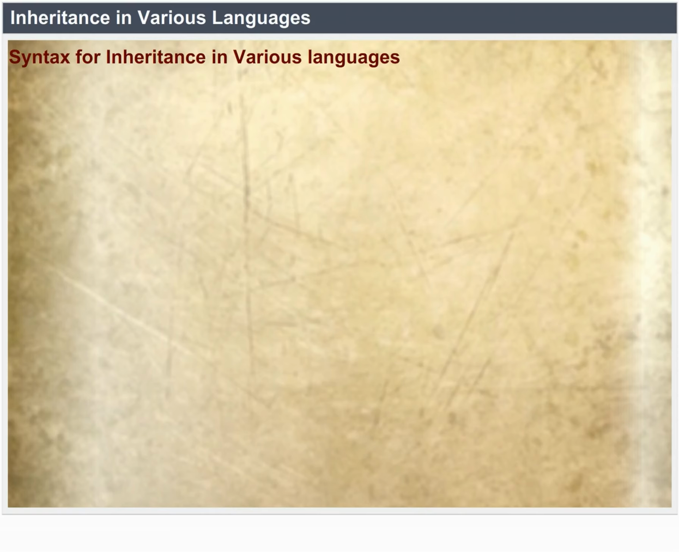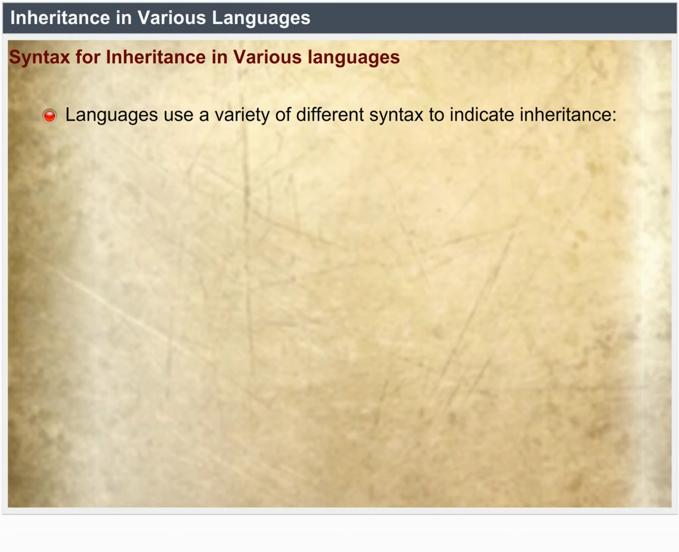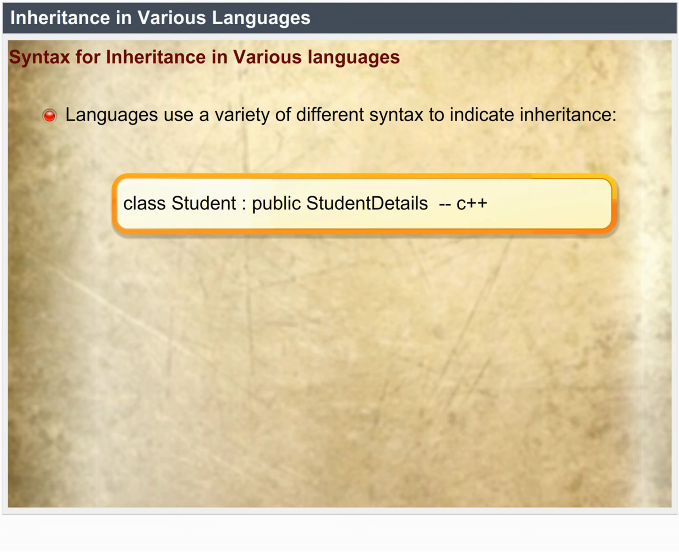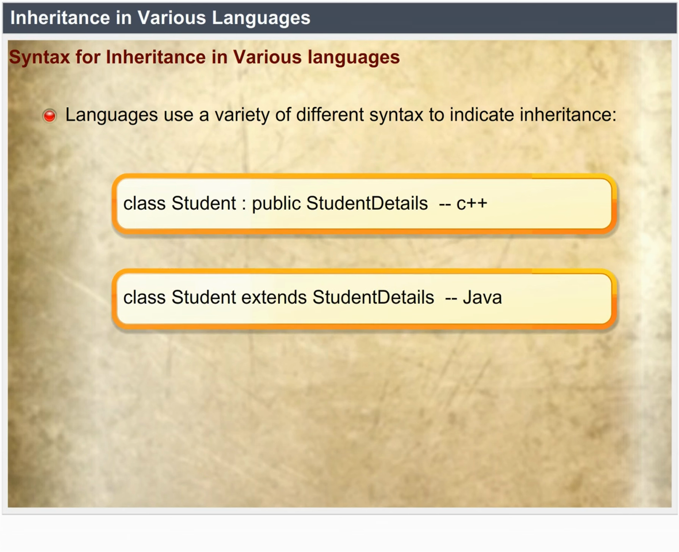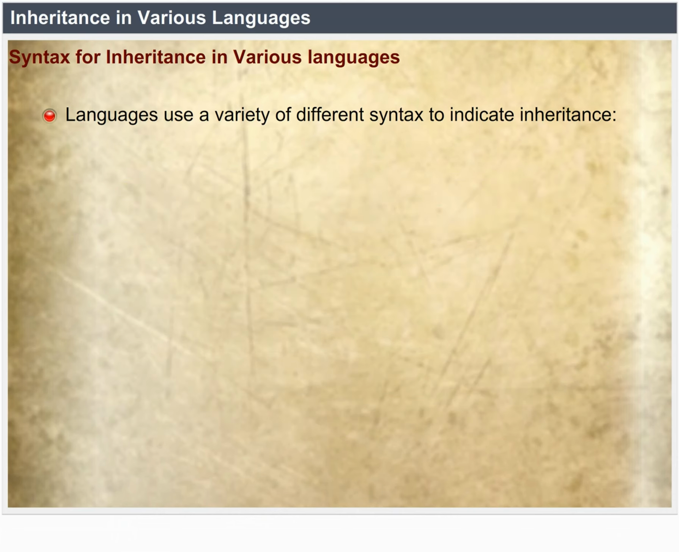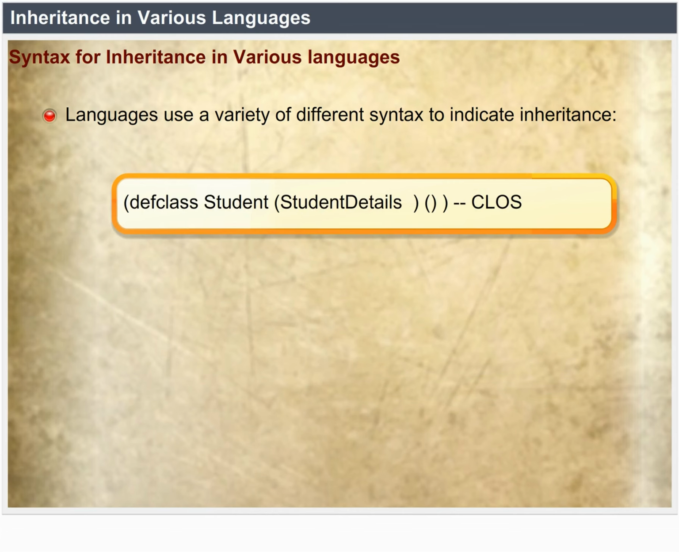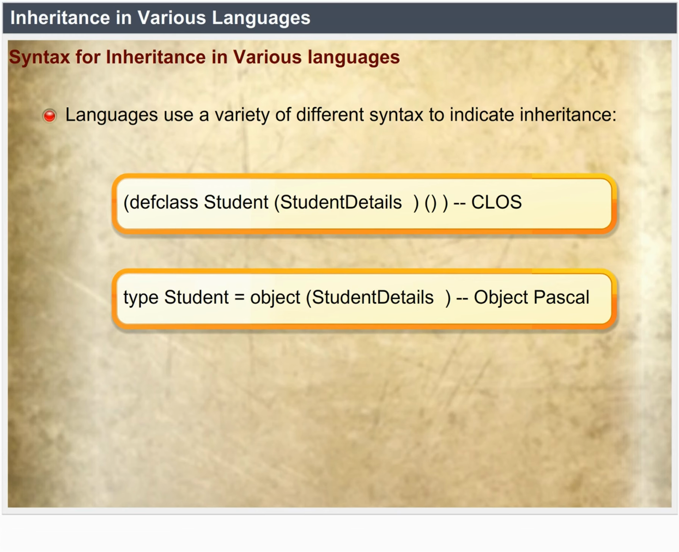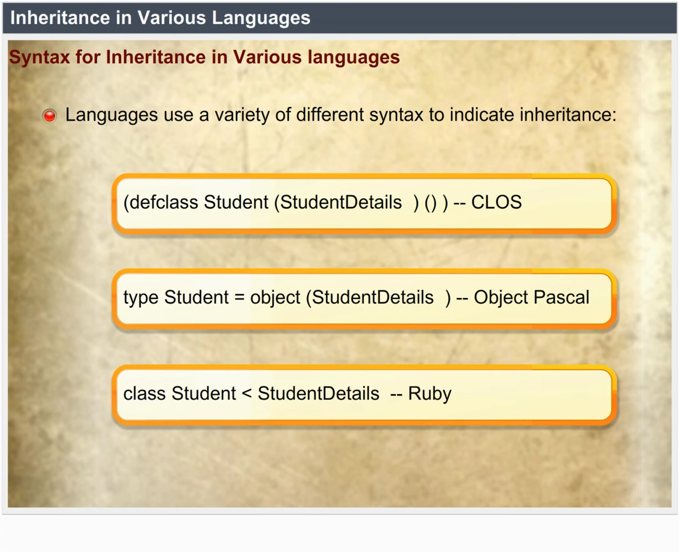Inheritance in various languages. Syntax for inheritance in various languages. Languages can use a variety of different syntax to indicate inheritance. In C++, class student : public student details. In Java, class student extends student details. In C#, class student : student details. In CLOS, defclass student of student details. In Object Pascal, type student = object of student details. In Ruby, class student < student details.